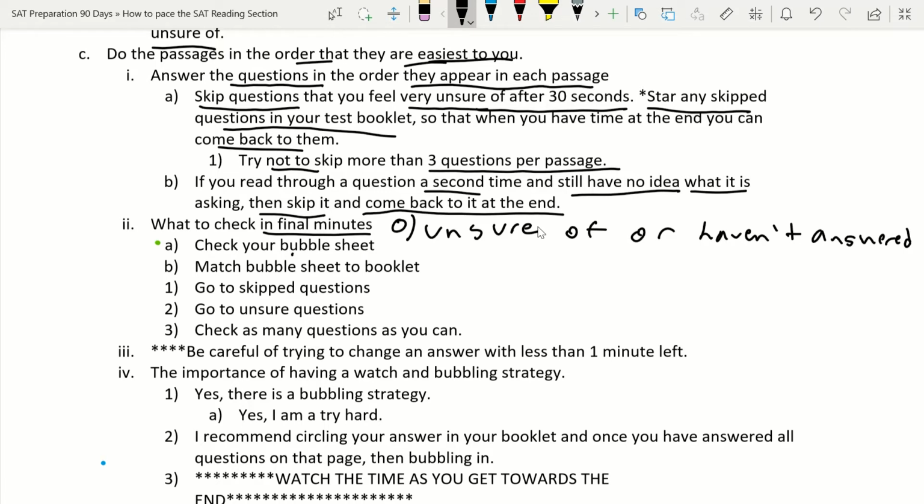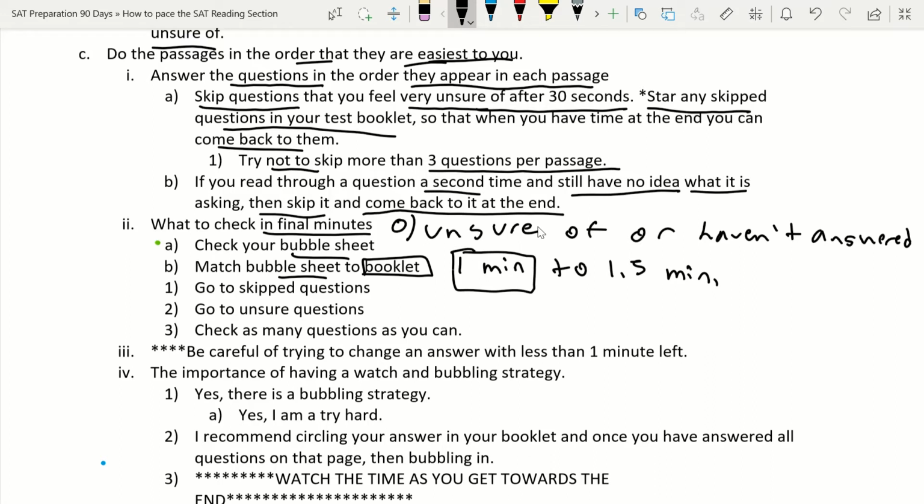After you've done that, you're going to want to check your bubble sheet. Make sure your bubble sheet matches what's in your booklet. Since there's 52 questions on the SAT reading section, that'll probably take you anywhere from 1 minute to 1.5 minutes. Not much time at all. You can probably get it done in 1 minute or less, is my guess.